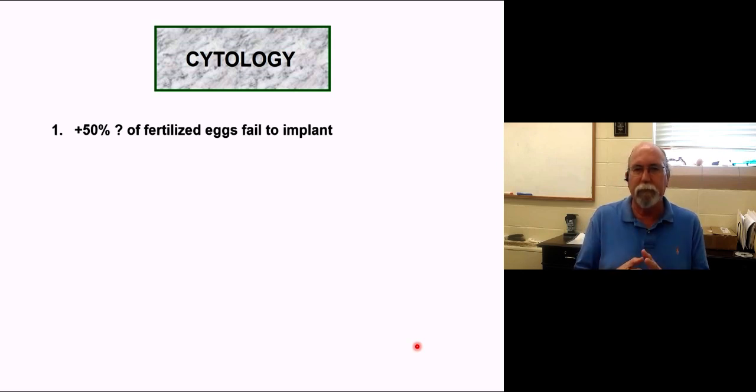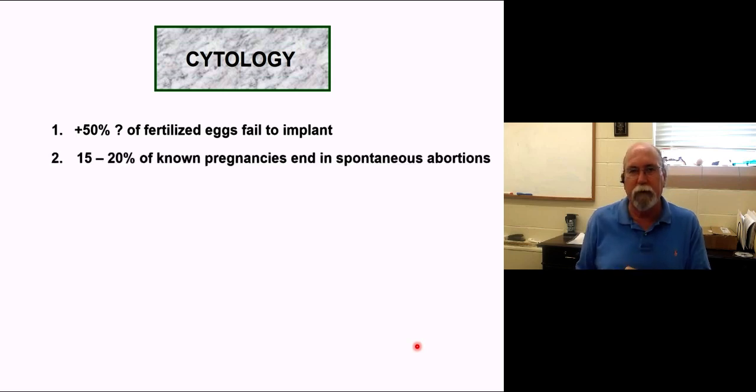Somewhere around 50%, and some estimates all the way up to 75% of fertilized eggs never actually implant. So you go through the process of reproduction, you go through fertilization, but those eggs never implant, okay? When they do implant, so you have a known pregnancy, if you will, the estimates, and these numbers that I'm going to give you will vary. If you go around the web, you might see slightly different numbers, but it doesn't matter. I'm kind of making the point here.